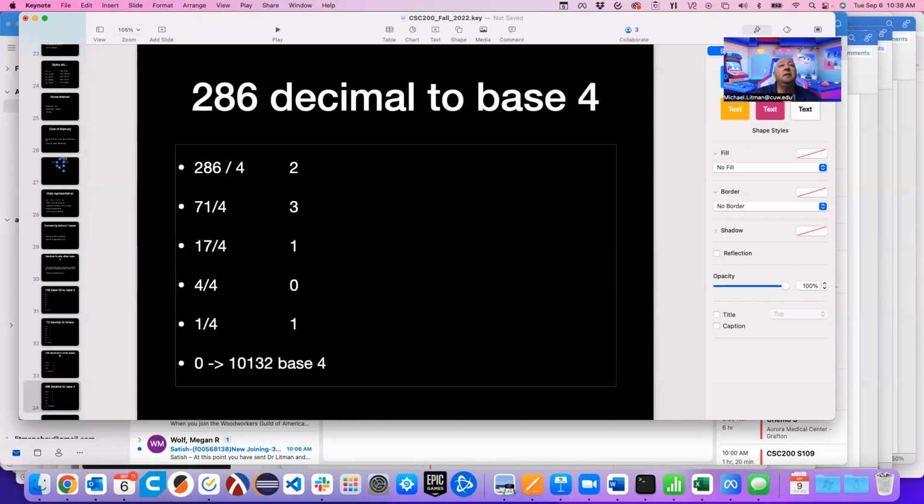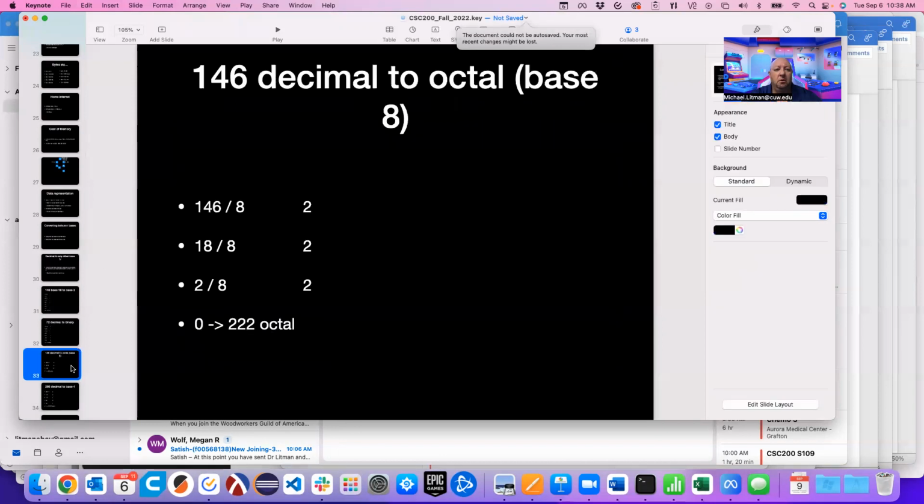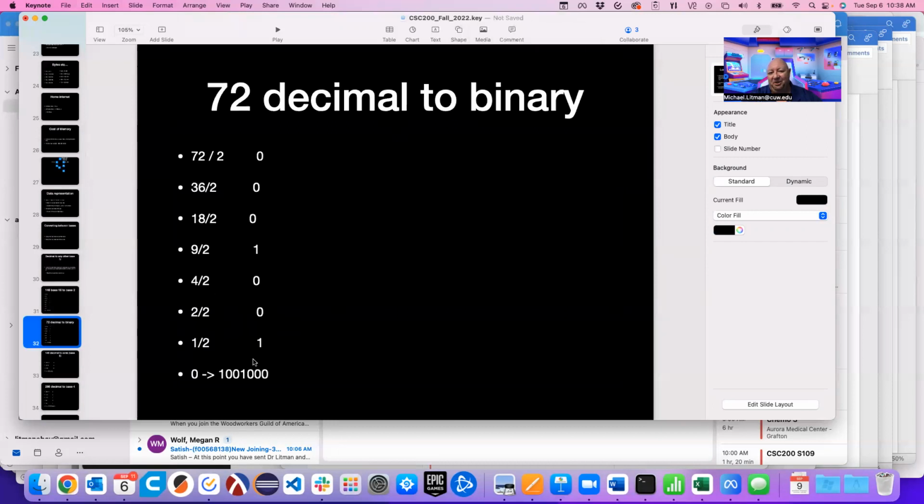Go ahead. Why did I read it bottom up? 10132. I read it from bottom up. You always go bottom to top. The only confusing one was the one where it was the same number all over, but this one was 1001000. It's always reading from bottom to the top.